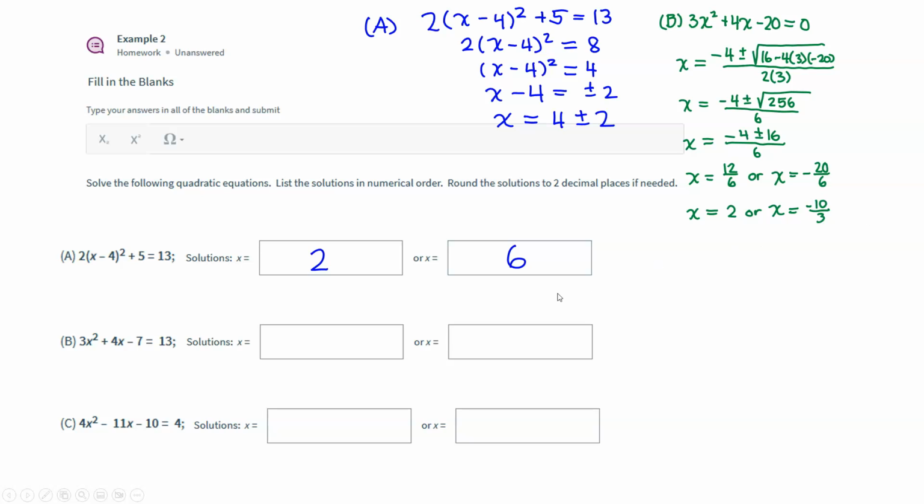So when I write these in order, and because it wants decimal places if needed, negative 10/3 would be negative 3.3 repeating. I'm just going to use negative 3.33 for that, and this is just going to be x equals 2.